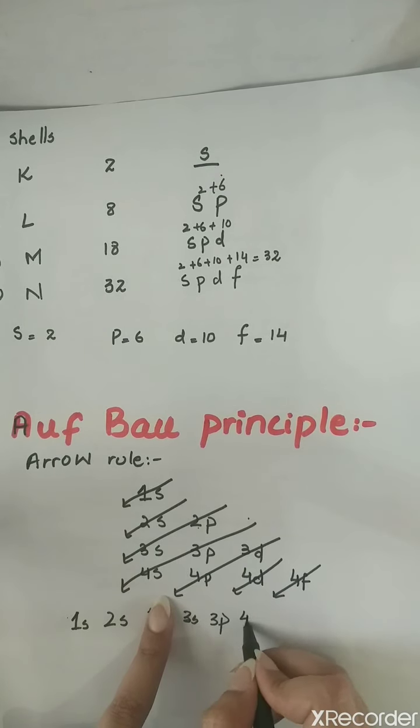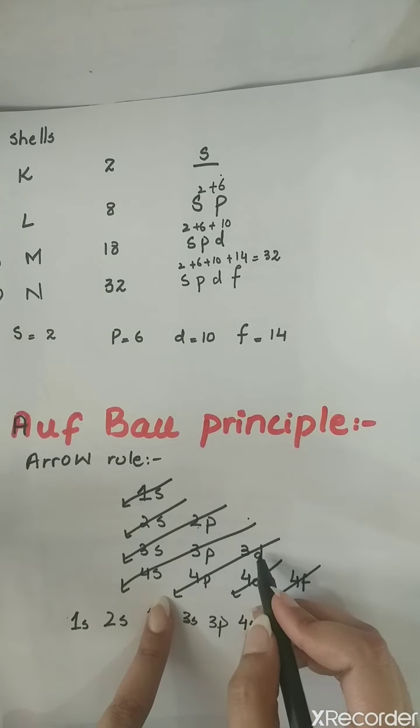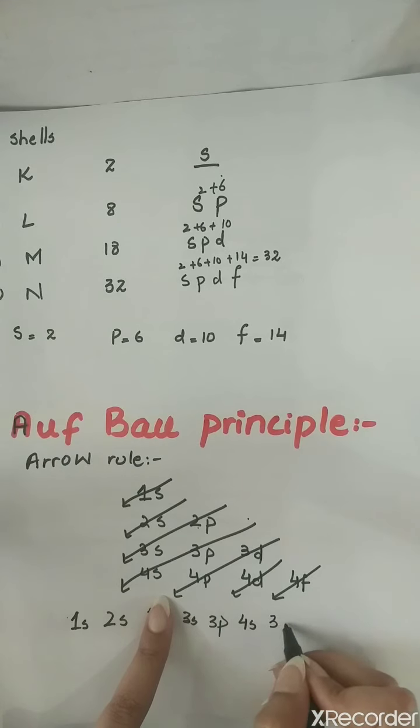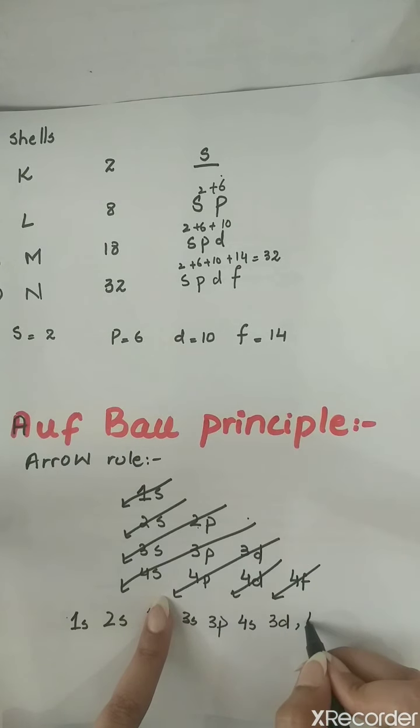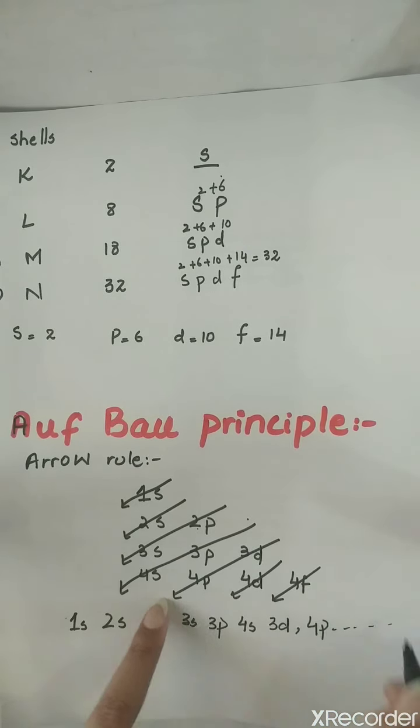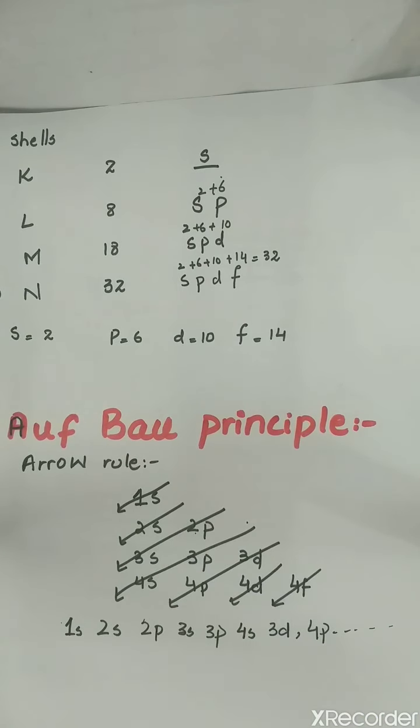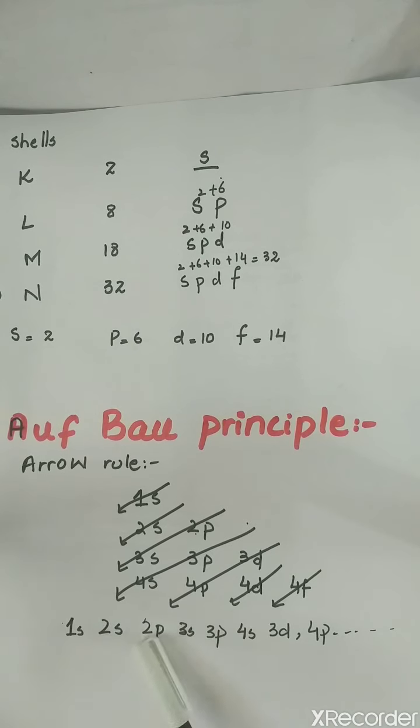then 4s will come, then after that see, the arrow starts from here, so you are going to write 3d, then 4p, and so on. So this is how we say that 1s is having the least energy, then there comes 2s, 2p, and when you move on, the energy of the subshells increases. So this is the Aufbau principle which we are going to use for the electronic configuration, the arrangement of electrons.